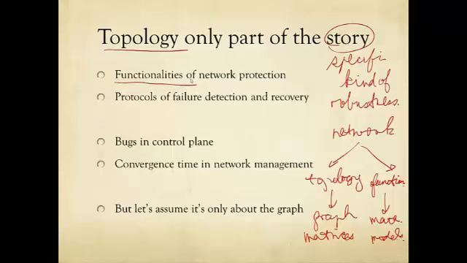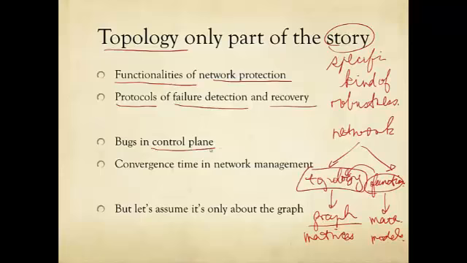So there are many functionalities, for example, of network protection. There are many network protocols that we'll talk about later in the course that can detect failure and then try to recover from the failures. And these functionalities sit on top of the underlying topology, and therefore it's not just about what the graph looks like. It's also about the control plane that sends control signals to measure, detect, and recover from a variety of failures, including router failures. On the flip side, often because of bugs or the time to converge in the network management plane, that caused a lot of failure issues.